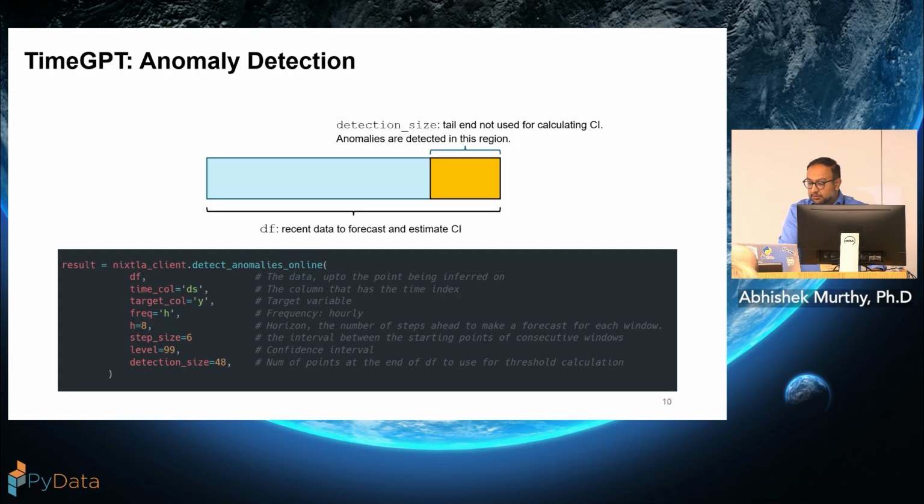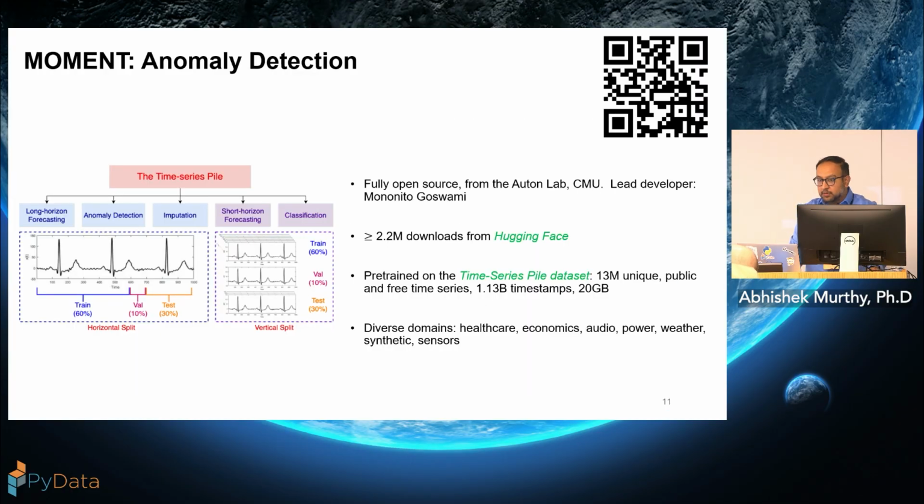Next, I want to introduce MOMENT, which is the open source foundational model from Carnegie Mellon University. And the Auton Lab folks have proposed it, and the lead developer is Mononito Goswami. Here is the QR code. If you're interested, that will take you to the GitHub page of this model.